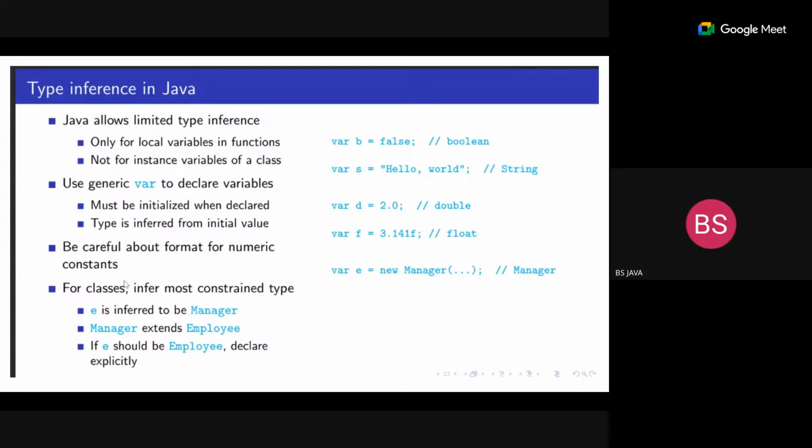For classes, infer the most constrained type. Here e is inferred to be Manager. Manager extends Employee. If e should be Employee, then you should declare Employee explicitly. With var e equal to new Manager, e will become Manager only. The data type of e will be Manager only, it cannot be Employee. If you want it to be Employee, then we have to say var e equal to new Employee to infer the type. This is a very simple topic.